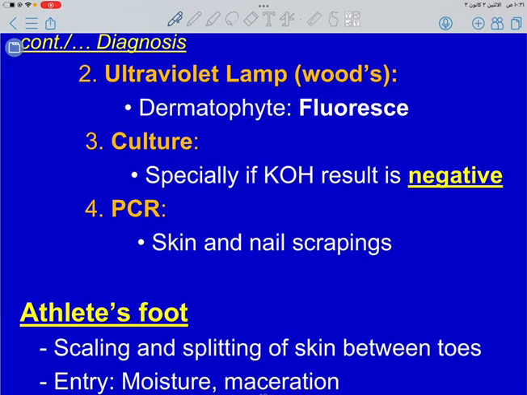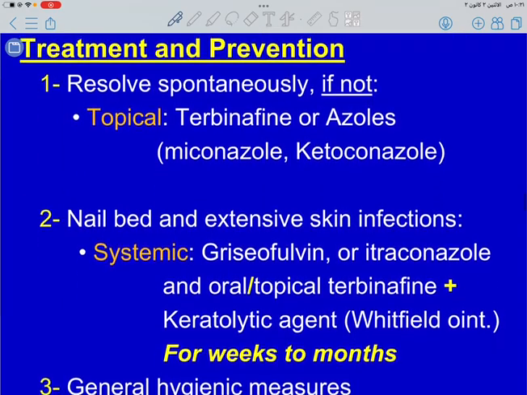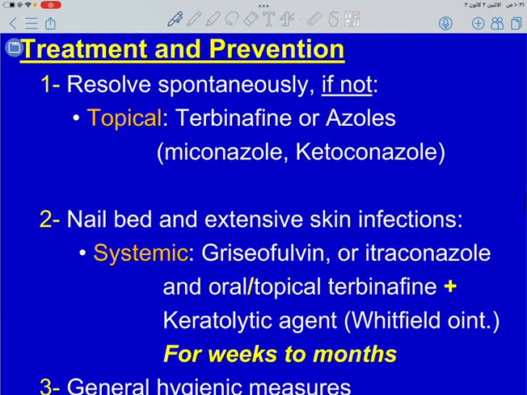واضح؟ Treatment: it can resolve spontaneously. The immune system can deal with them. If not, you can use topical medicine like terbinafine and azoles. Azoles: miconazole, ketoconazole. درسناها العام الماضي. أنا أعطيتكم إياه مع الأنتيبيوتيك. Okay? So remember, terbinafine and azoles.